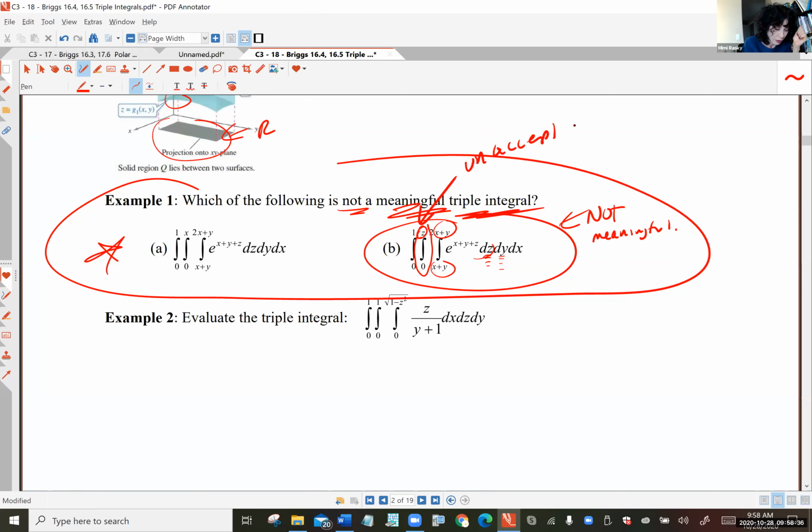It shouldn't even be there. Well, what should it be? Well, I don't know, because whoever set it up wasn't thinking. I don't know what the original problem was. So they screwed up. This one is totally okay.